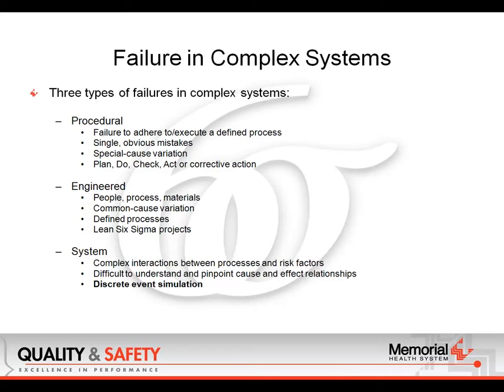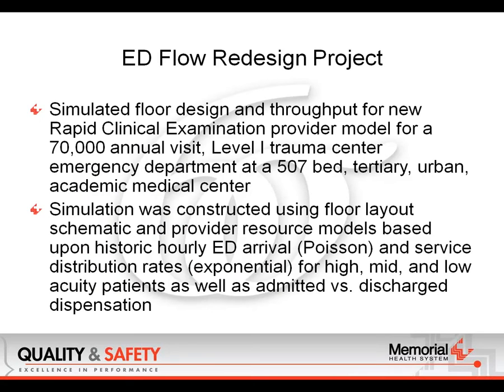And this is where we use a lot of our Lean Six Sigma tools to re-engineer processes. And then we have system failures, which are complex interactions between process and risk factors. They're difficult to understand and pinpoint the cause and effect relationships because of that ripple effect, that butterfly effect. And this is where discrete event simulation really can benefit an organization.